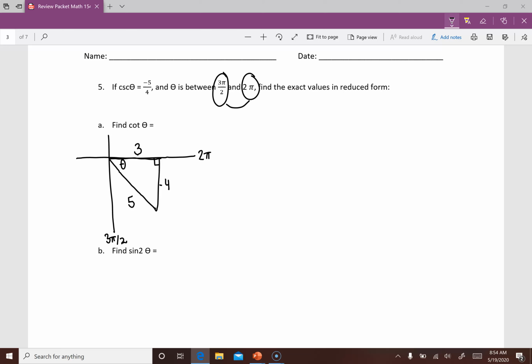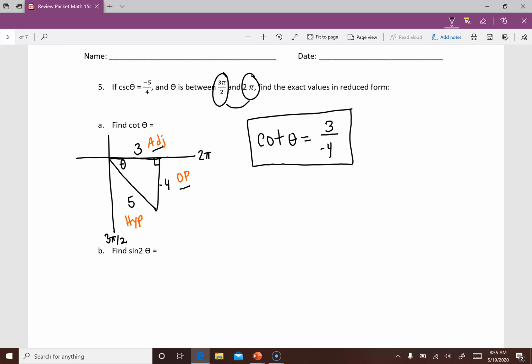All right, so now we need to find cotangent theta. And if you'd like, you can go ahead and label your sides. This is going to be your opposite. This is going to be your adjacent. And this is going to be your hypotenuse. And cotangent is the reciprocal of tan, and tangent is opposite over adjacent. So of course, cotangent is going to be adjacent over opposite. So that's going to be 3 over negative 4. Now, it certainly does not matter where you put the negative as long as your answer is negative.